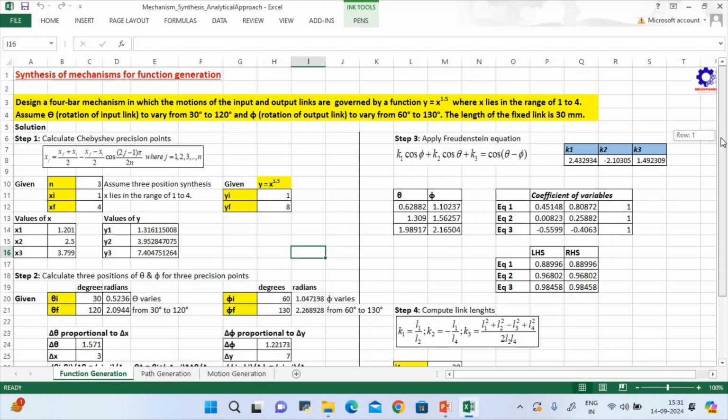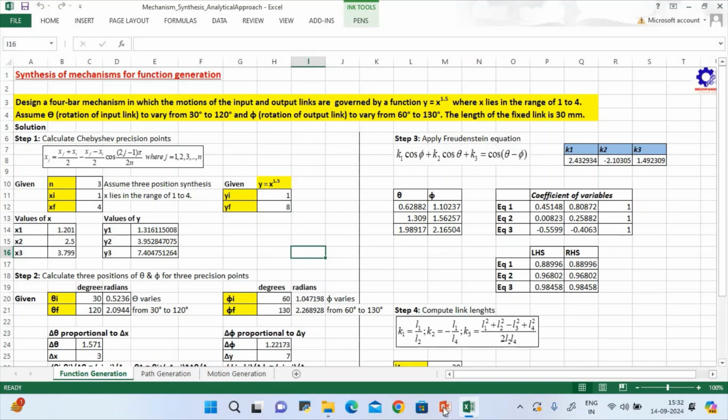Once you have calculated the values of theta 1, theta 2, theta 3 and the corresponding values phi 1, phi 2, phi 3, the next step is to simply apply the Freudenstein equation. As we know, the Freudenstein equation is simply given by k1 cos phi plus k2 cos theta plus k3 equal to cos of theta minus phi.